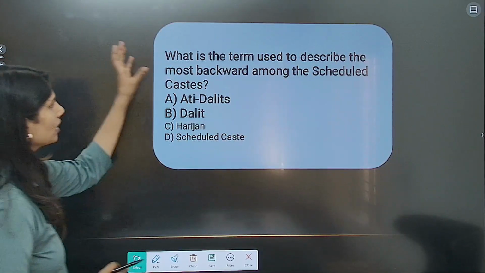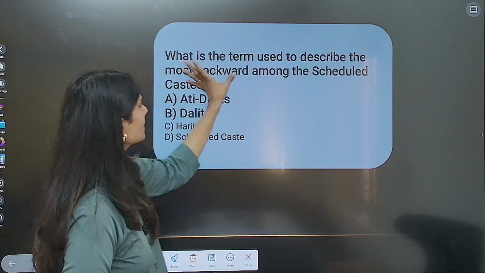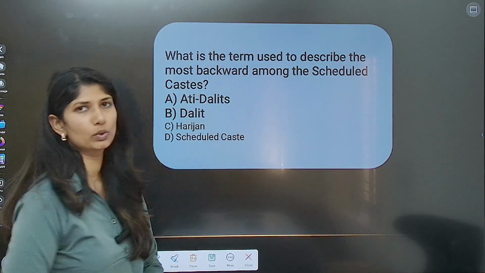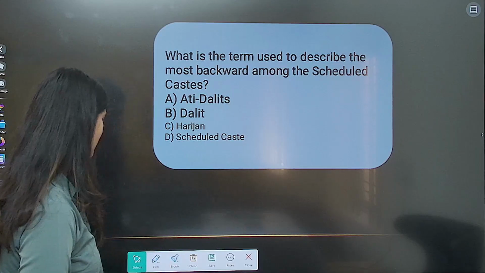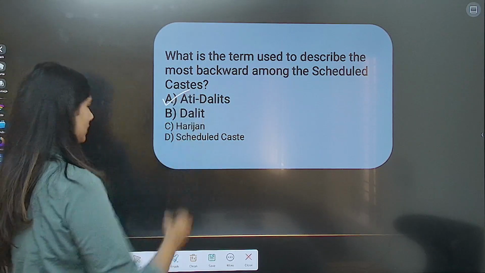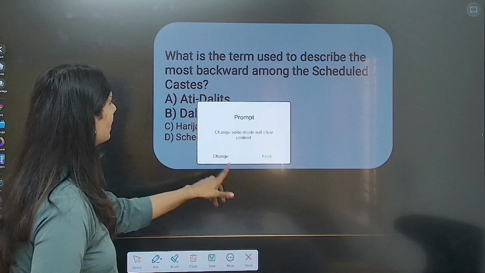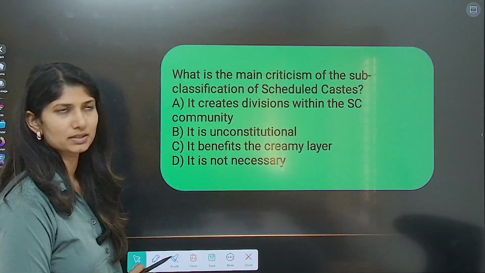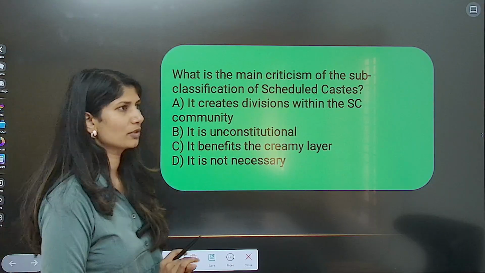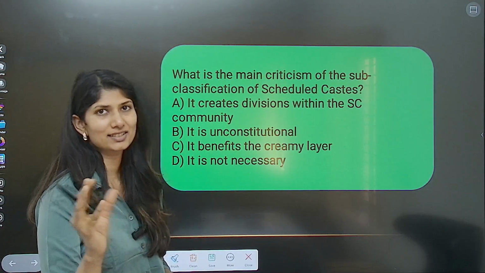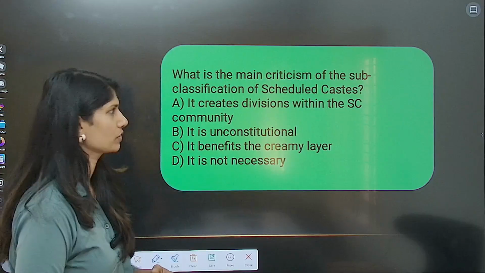What is the term used to describe the most backward among the Scheduled Castes? Ati Dalit, Dalit, Harijan, Scheduled Caste. The answer is Ati Dalits. That is most backward among the Scheduled Castes. These are all necessary for addressing your intra-caste disparities, like we spoke in the previous question.